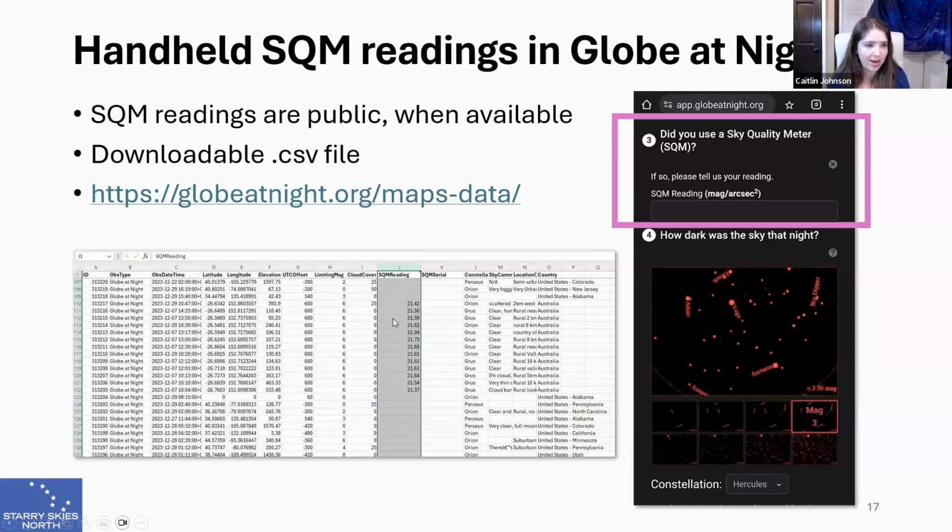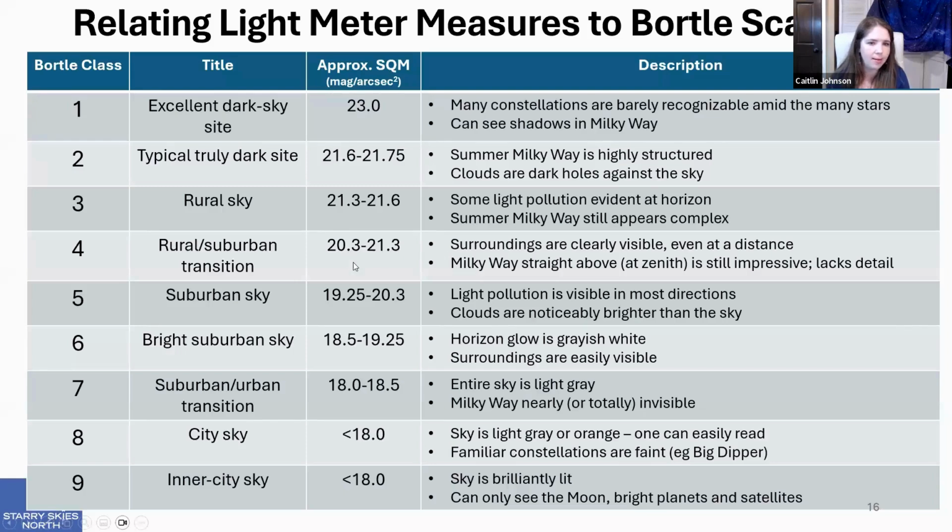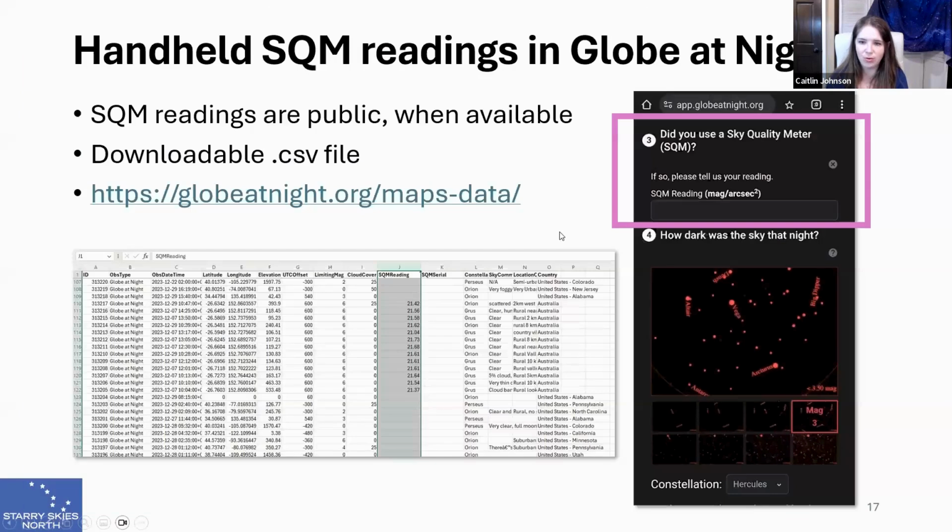So 21.6, let's go back to our table here. 21.6 is right between Bortle class 2 and 3 roughly. So that was a pretty dark sky or dark site that they were at, that they were taking those measurements at. So yeah, I think that's very, very cool that Globe at Night makes this public for anybody to access. Word of caution, I'm not sure exactly how much quality control has been done. I did see some unrealistic values like 100 or 6. So use your own discretion, of course, but it can be a very powerful tool and resource for you.